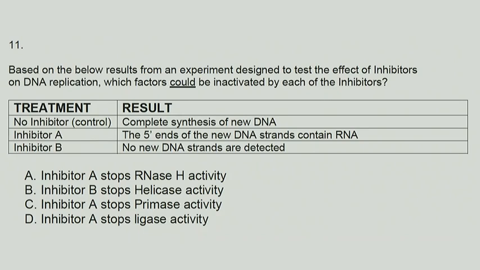Inhibitor B, you just see no new DNA strands detected. Is inhibitor B stopping helicase activity consistent with that? Yes. So you need to peel the strands apart in order to do this synthesis. So the answer for this one is A and B.